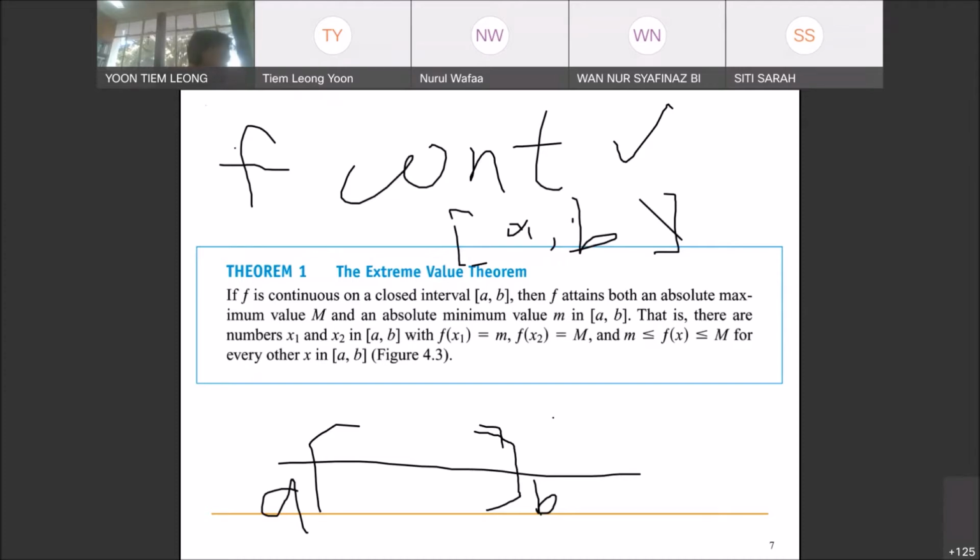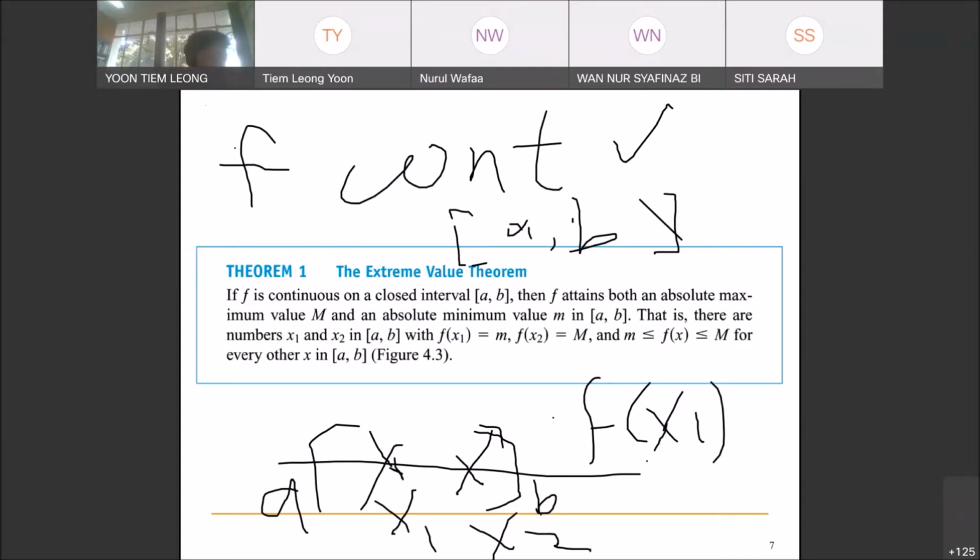So it must be somewhere, let me draw it. There must be somewhere within this closed interval a point x1 where the value of f at x1 is the absolute minimum. And there must be at least one other point, say x2, where the value of f at x2 is the absolute maximum. So it must exist. Let's say you call capital M the absolute maximum, then f at x2 is the absolute maximum.